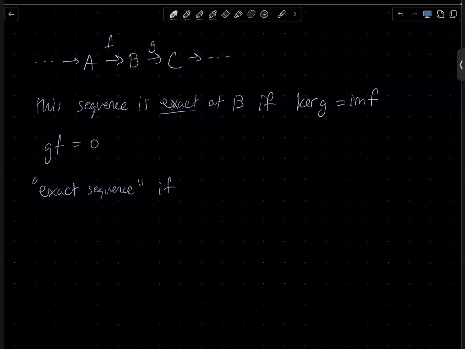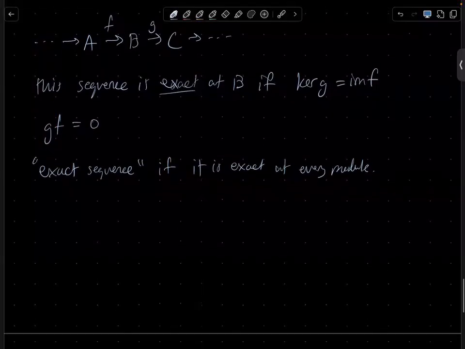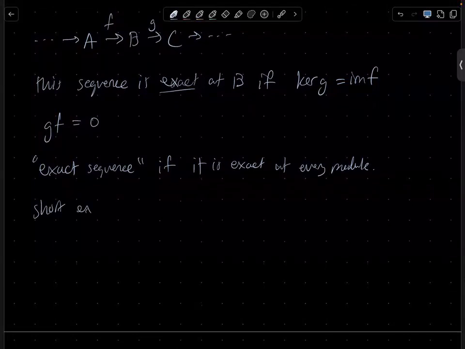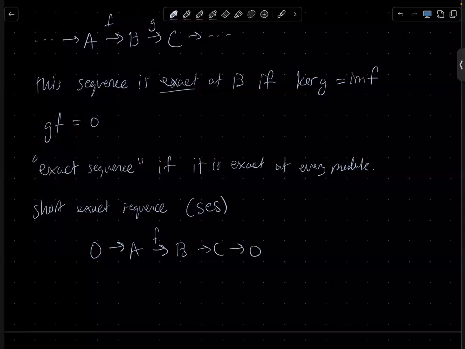Good. So we say this is an exact sequence if it is exact at every module. There's a particular kind of exact sequence that is very interesting. It comes up very often. It's called the short exact sequence. I will typically just write SES. And it looks like this. It starts with a 0 that goes to A, B, and C as usual, and then 0. I'll call this map F and this one G.